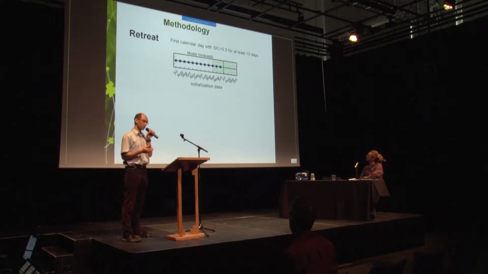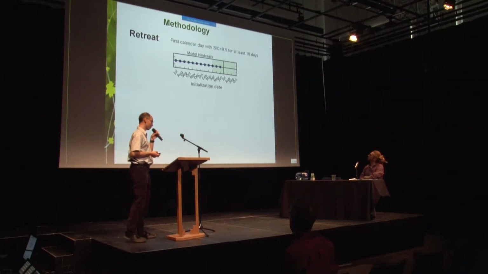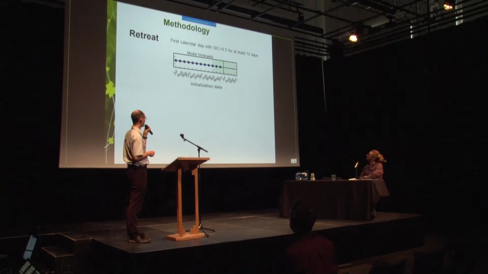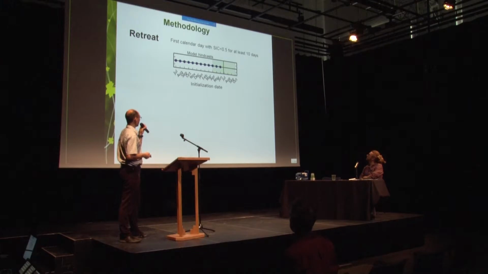So how am I going to quantify the forecast skill of retreat dates? First, I'm going to define what a retreat date is. It's the first calendar day with sea ice concentration dropping below 50%. We played with different thresholds and we got roughly similar results. And it should stay below 50% for at least 10 days. So you need daily sea ice concentration for this kind of analysis. Also another constraint is that it should fall in this time period between April 1st and October 1st.